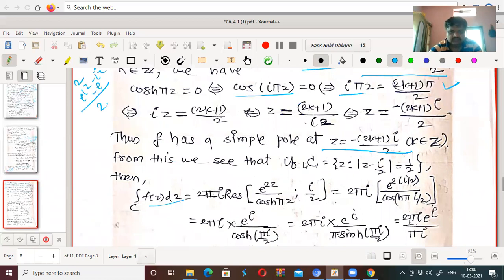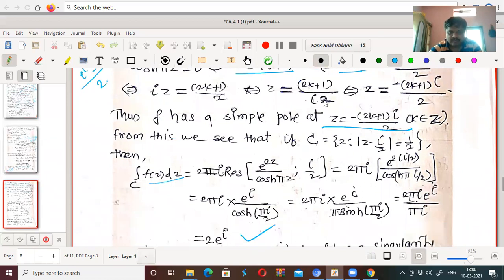As it is a simple pole, what will be the residue? If it is a simple pole, it means 1 upon 0 factorial, the 0th derivative, which means no derivative at z equal to i/2. Therefore, no derivative at z equal to i/2.